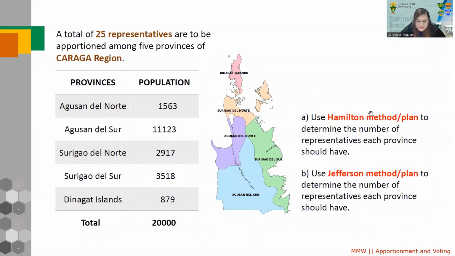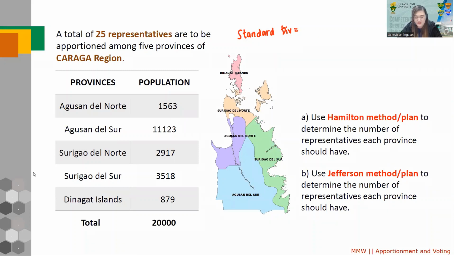Okay? Okay, so let's try. Using the Hamilton method plan, determine the number of representatives of each province. Okay, so Hamilton plan. Ito magsulat. Standard divisor is equal to total population over number of representatives. Formula, standard divisor.